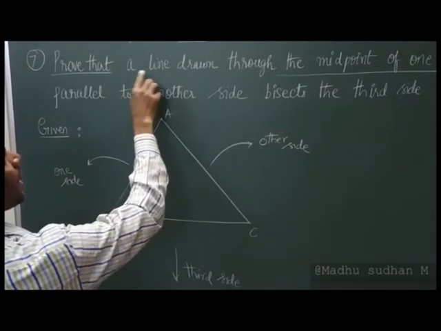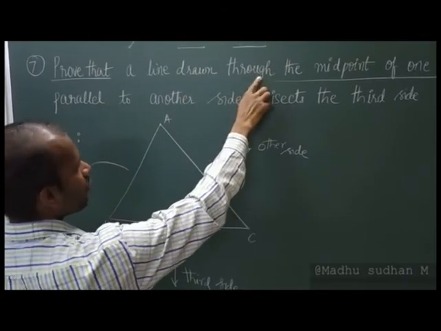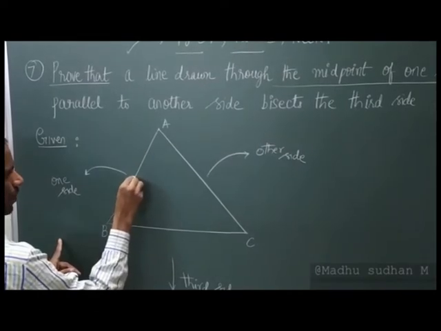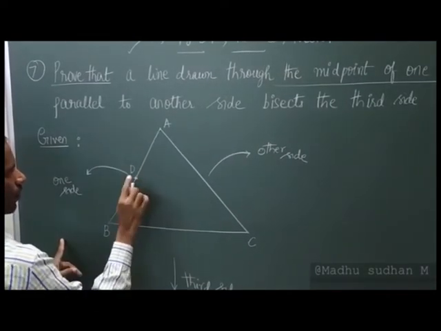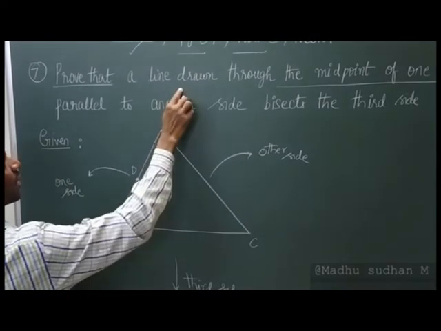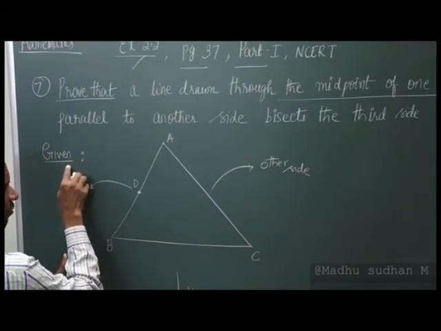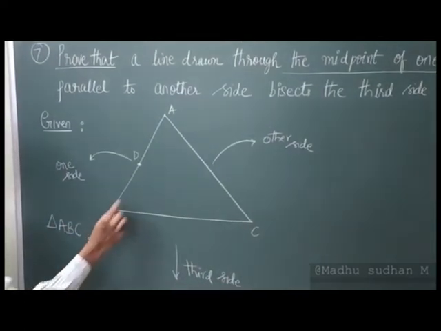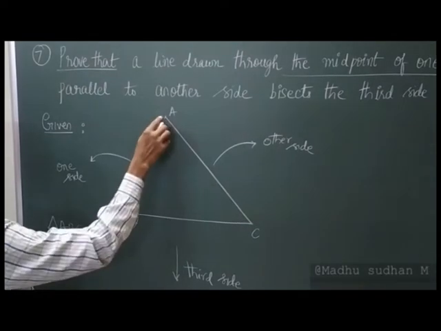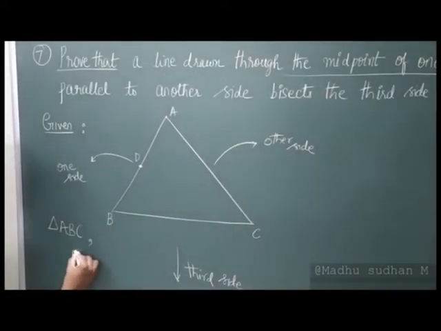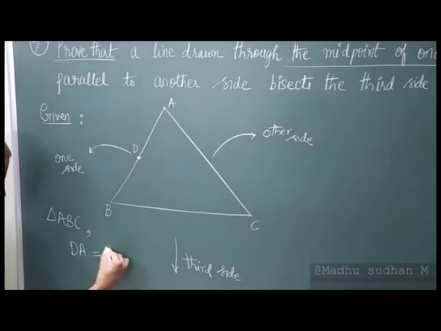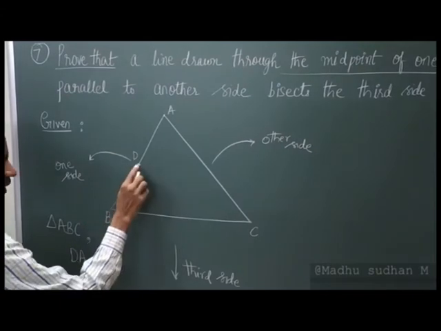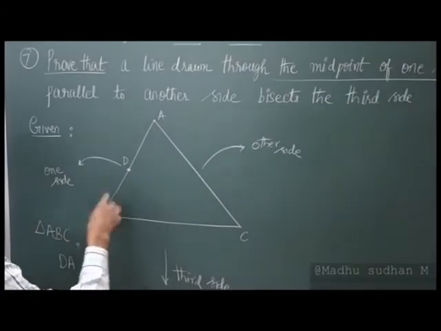So we need to prove that a line drawn through the midpoint of one side. If I take this as one side, let me locate this point as D here. This is my midpoint given in the question. So what should I write here as given? Given, triangle ABC such that D is the midpoint, DA and DB. So DA is equal to DB. DA becomes equal to DB only when D is the midpoint of this side of the triangle.